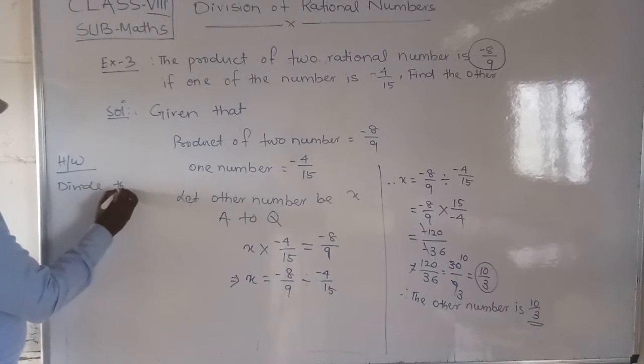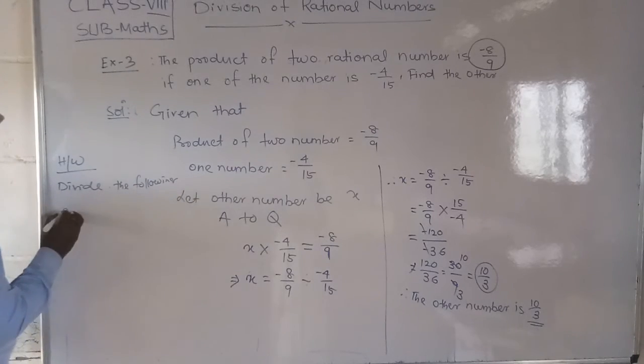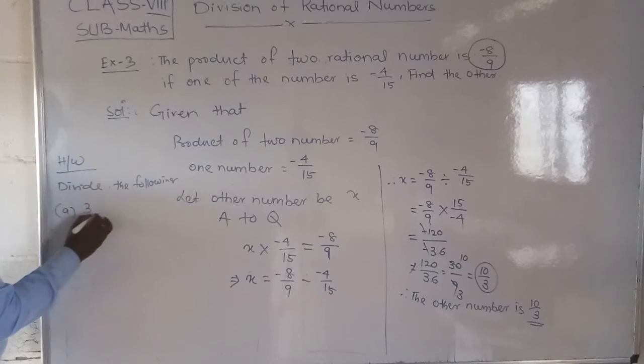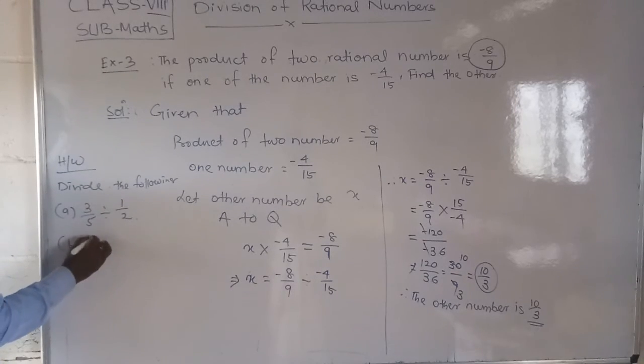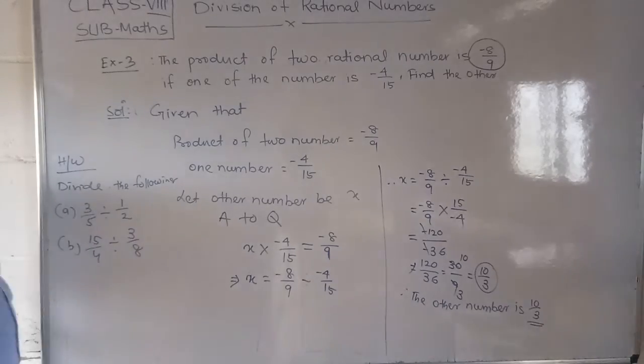For homework, I will give you: divide the following. A, 3 by 4 divided by 1 by 2. B, 15 by 4 divided by 3 by 8. You do this in your notebook.